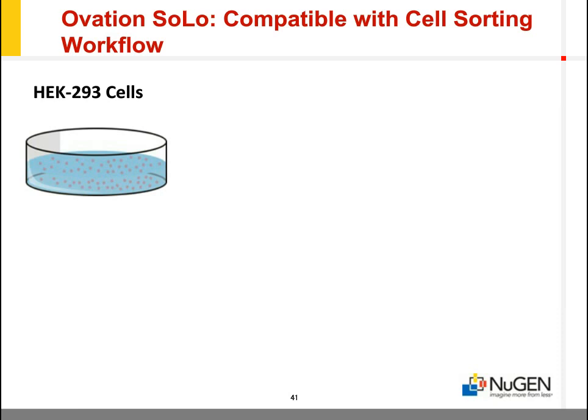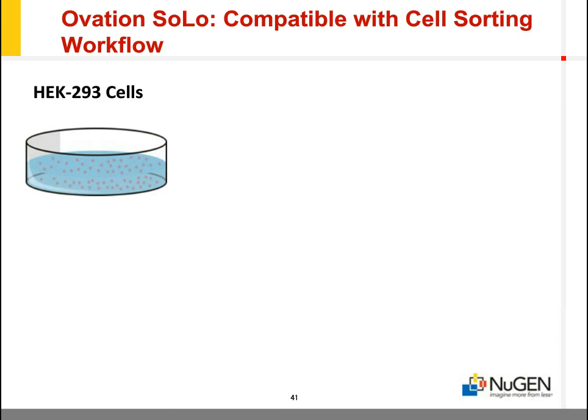Another key factor in the Ovation Solo kit is its compatibility with the direct input of cell lysates after cell sorting experiments. There is much interest in sorting cells out of bulk populations, either based on cell surface markers or simply into smaller populations, including single cells.